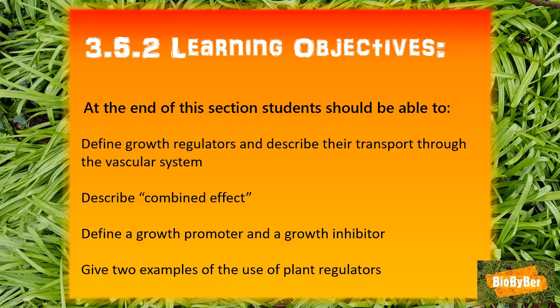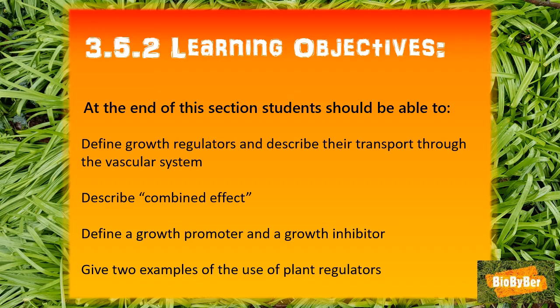Hi biologists. Let's start by looking at the learning objectives for this section. At the end of this section, and following the biology syllabus, you should be able to define growth regulators and describe their transport through the vascular system. Describe combined effect. Be able to define a growth promoter and a growth inhibitor, and be able to give two examples of the use of plant regulators.